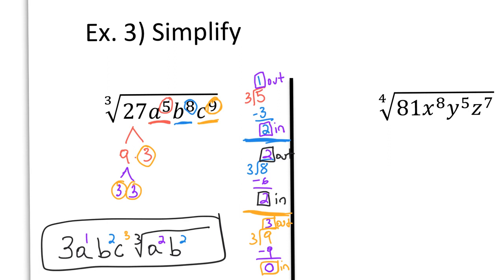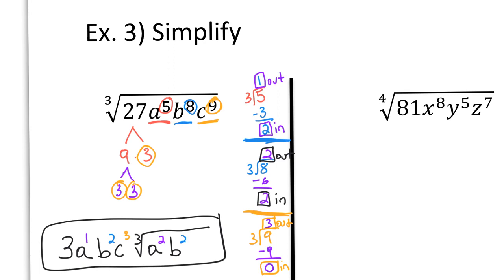You only divide when 3 or the root goes into the exponent. So if you have an a squared here, then you just leave the a squared inside of the radical because 3 doesn't go into 2. Or even if you have the fourth root, but you have an exponent of 2, well, 4 doesn't go into 2, so you leave the squared inside of the radical, okay?